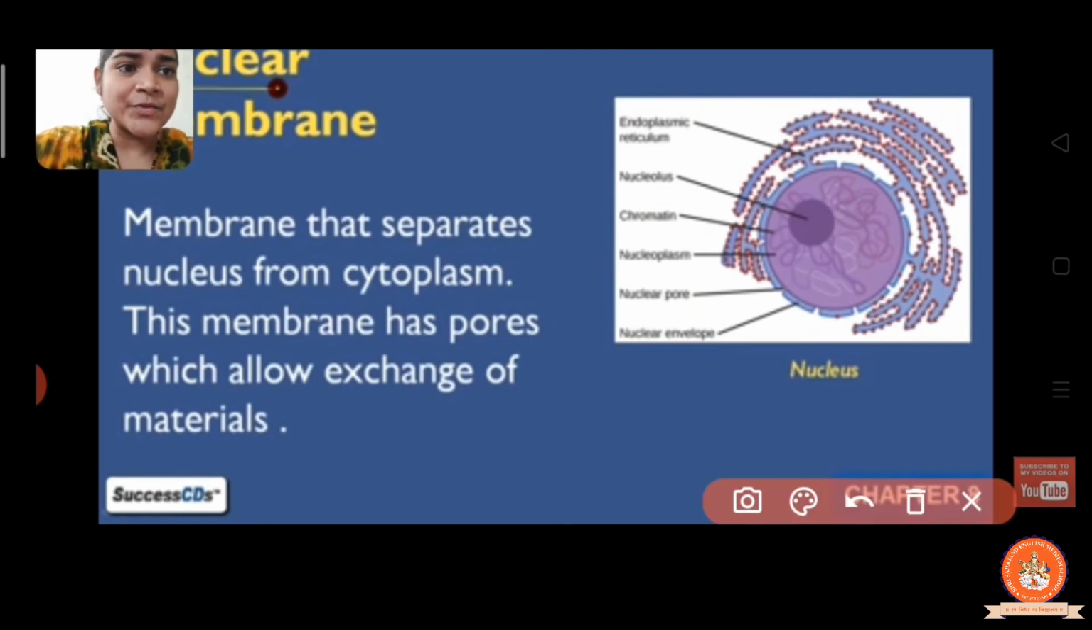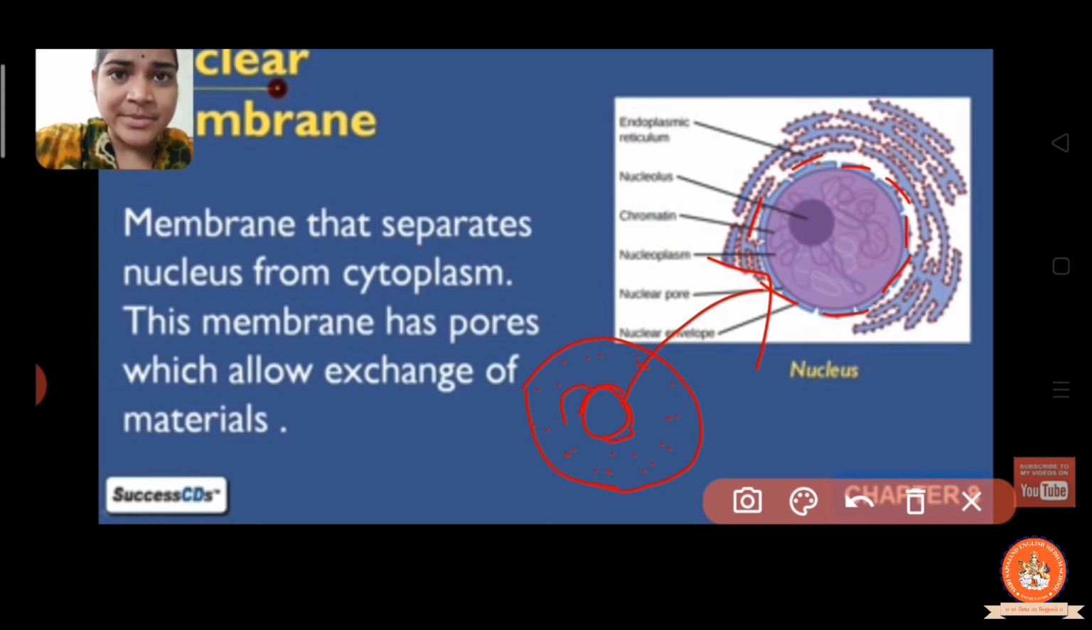So here you can see in the figure the membrane which separates the nucleus from the cytoplasm. Here is the cell, and here is the figure of only the nucleus. It is the zoomed figure of the nucleus. Here the nuclear membrane is present, right? So the nuclear membrane separates the nucleus from the cytoplasm. Between the cell membrane and the nucleus, the cytoplasm is present.